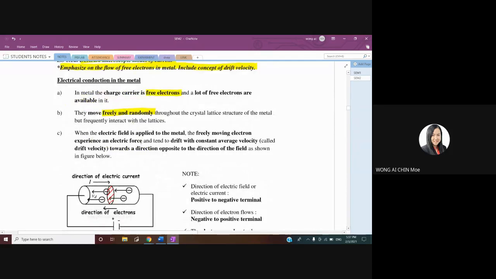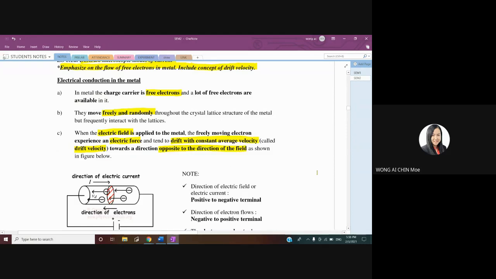When the electric field is applied to the metal, meaning when there is a power supply, a potential difference, the freely moving electrons experience an electric force. The electrons are attracted to the positive plate and tend to drift with a constant average velocity. We call it the drift velocity, towards a direction opposite to the direction of the field.